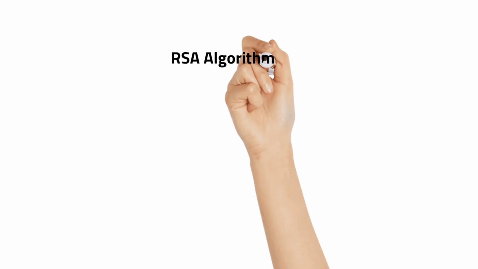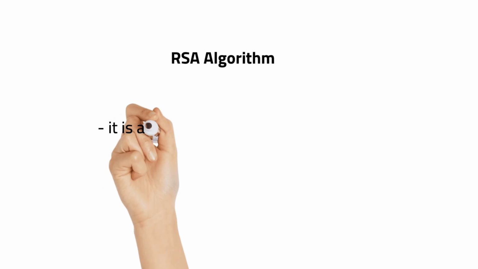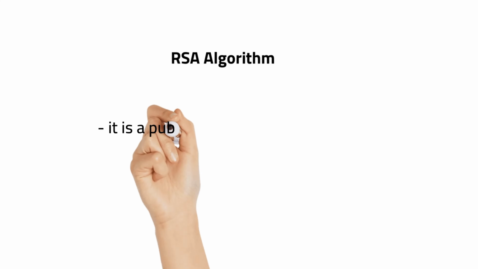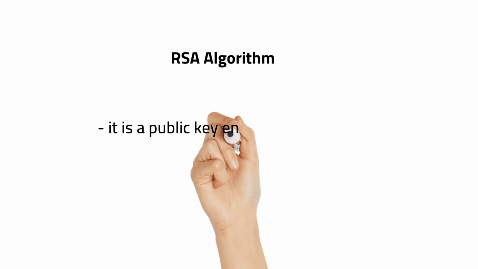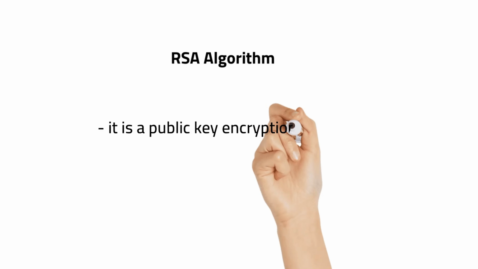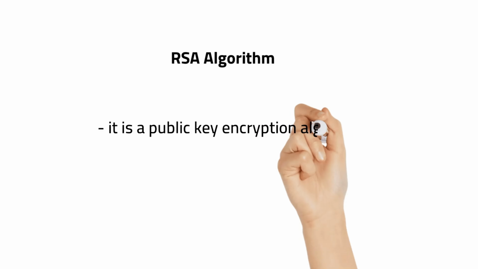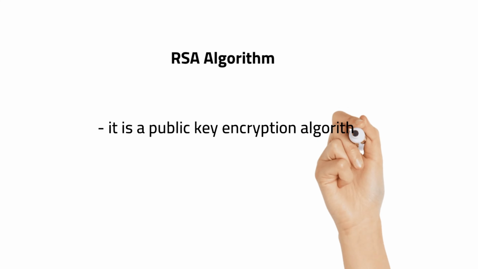For that, let's recall public key encryption. In public key encryption, there are two keys: a public key and a private key. The public key is known to everyone and it is used to encrypt the data. The private key is known only to the recipient and is used to decrypt the data.